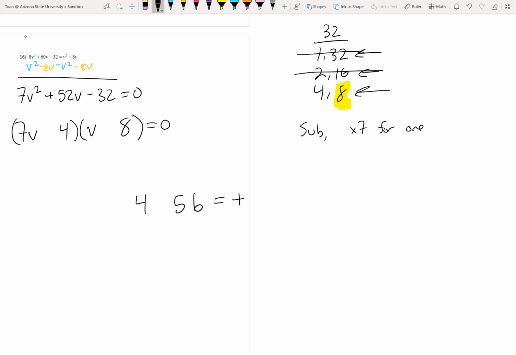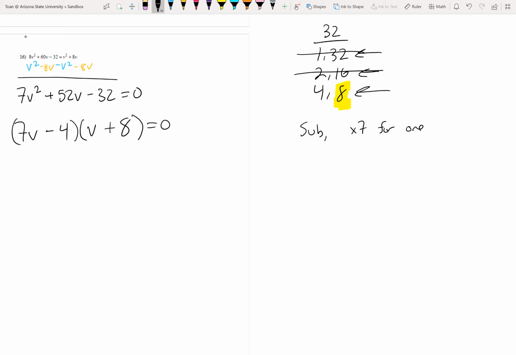And I want it to be a positive 52 in the middle. Hopefully it's very easy for everyone to see that the symbols should be negative 4 and plus 56. Or in other words, negative 4 here and plus 8 there.